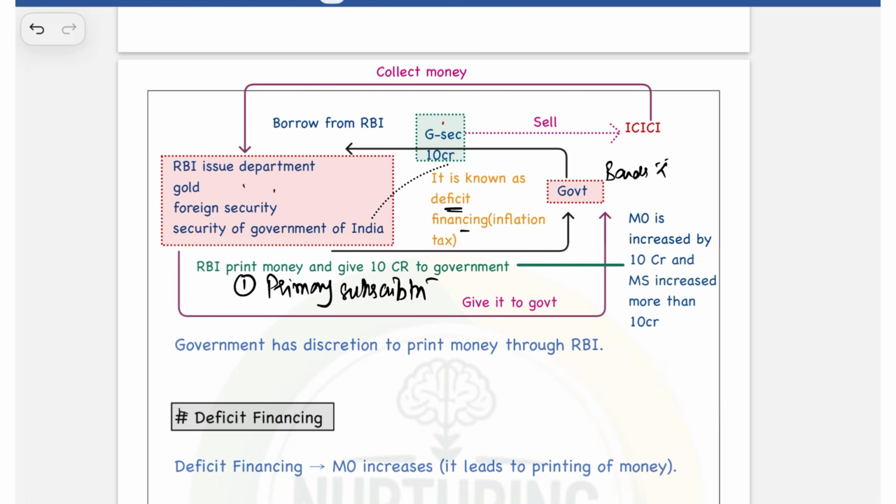So first is primary subscription of government bonds by RBI. So what does government want? Government wants RBI to print some money and give it to him. So what does government do? Government takes out a bond paper and writes 10 crore bonds and gives it to RBI, whereby it would say that RBI, you take my bonds and you give me money. RBI says, how will I do? Government says that you go, you print money for the 10 crore rupees and then give them to me and take my bonds. I'll pay you back after a certain period.